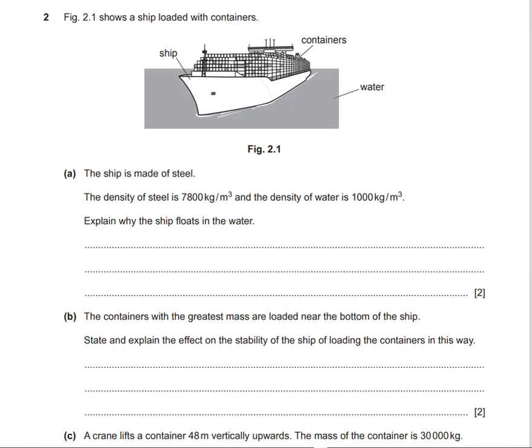Number 2. Figure 2.1 shows a ship loaded with containers. So we have containers loaded on the ship. The ship is made of steel. The density of steel is 7,800 kilograms per meter cubed, and the density of water is 1,000 kilograms per meter cubed. Explain why the ship floats in the water.